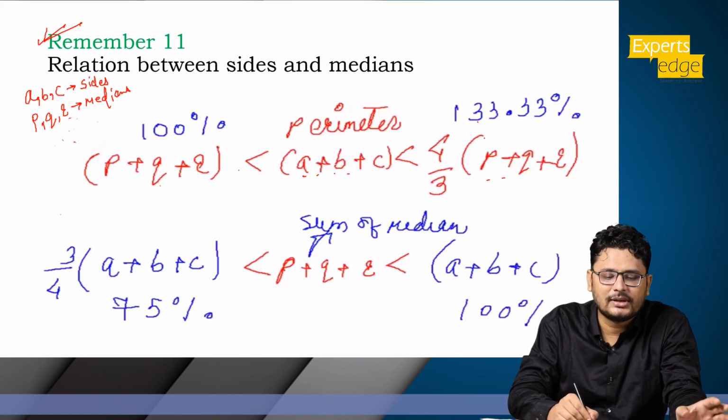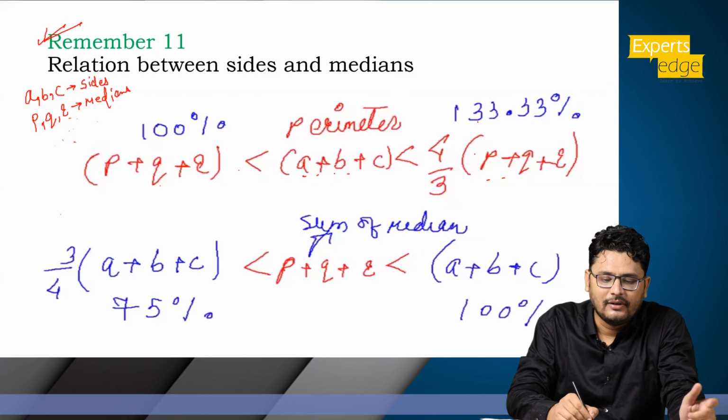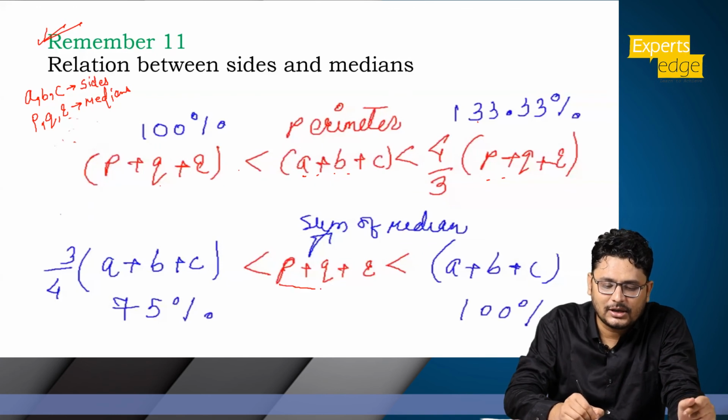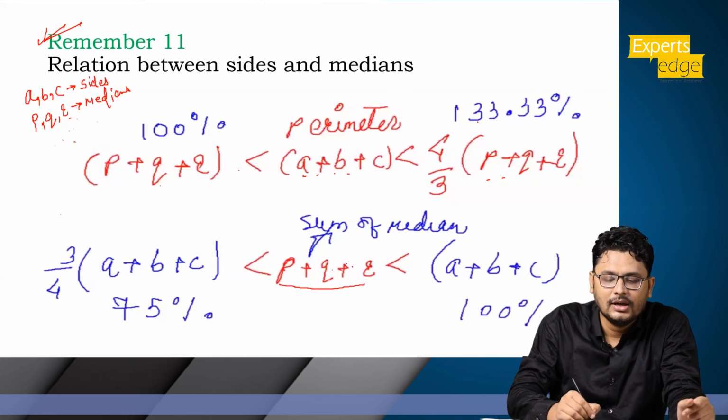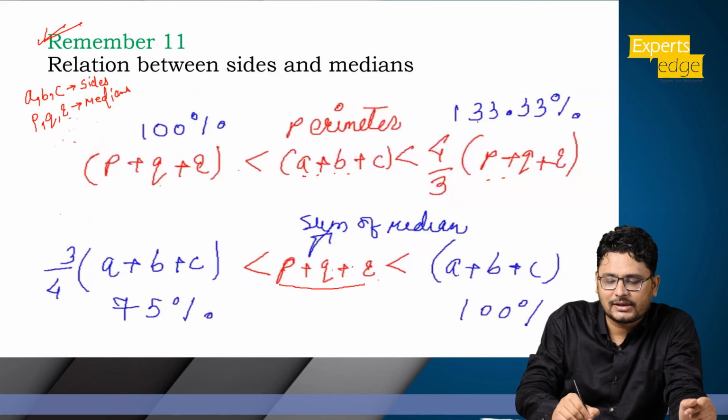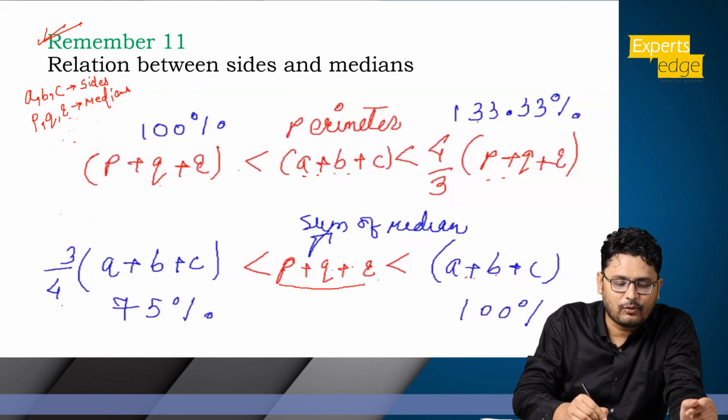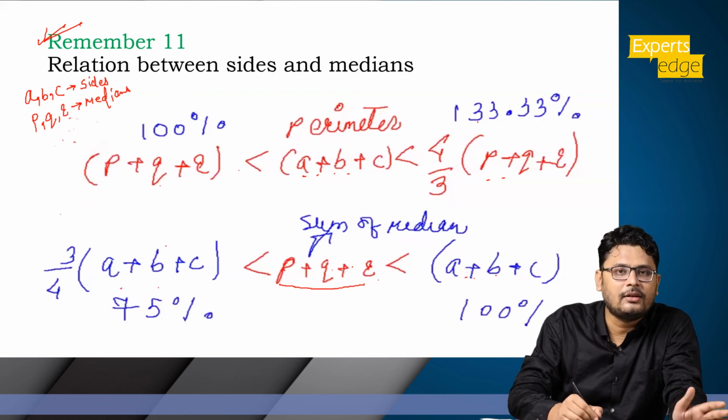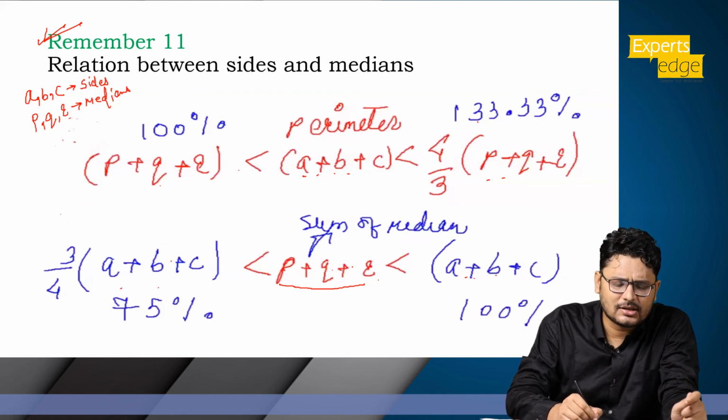So that means in percentage, 100% से 133. Whereas if I say PQR, it is nothing but the sum of medians. Sum of medians lies between maximum A plus B plus C, that is sum of the sides, and minimum is 3/4 of ABC. Okay, so please remember these inequalities, it will come handy.